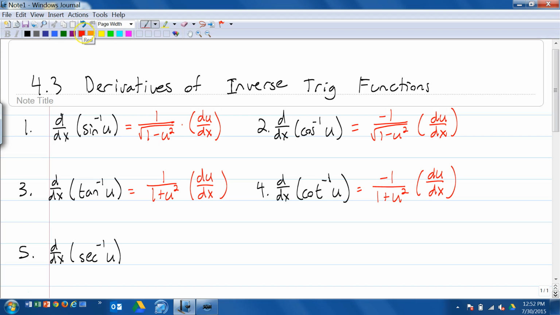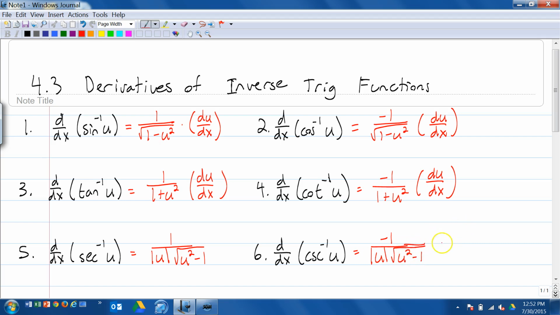And the trickier one, this is kind of like sine, but a little different. It's 1 over, and then you have the absolute value of u, and then it's the square root of u squared minus 1. So it's flipped around from the one that's sine inverse. And then again, number 6, cosecant inverse of u is equal to the opposite. So negative 1 over the absolute value of u times the square root of u squared minus 1. And the whole thing is times the derivative du dx. Okay, so those are the 6 derivatives of inverse trig functions.